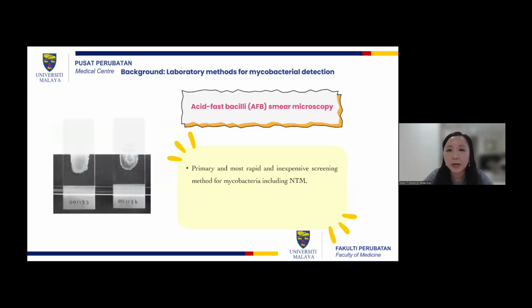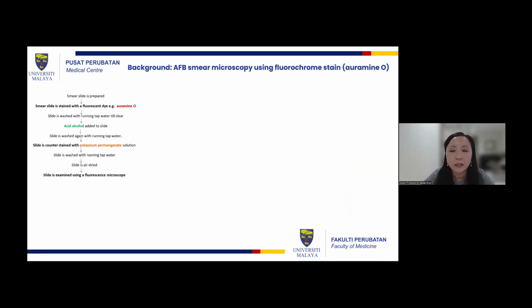Now, AFB smear microscopy, so acid-fast bacilli smear microscopy, remains the primary and most rapid and inexpensive screening method for mycobacteria, including MTBC and NTM. When we see acid-fast bacilli, or AFB, in a smear under the microscope, this provides a preliminary diagnosis of mycobacterial infection. These are the steps involved in performing AFB smear microscopy using the Auramine O fluorochrome stain.